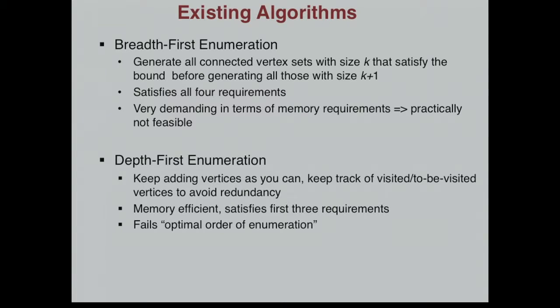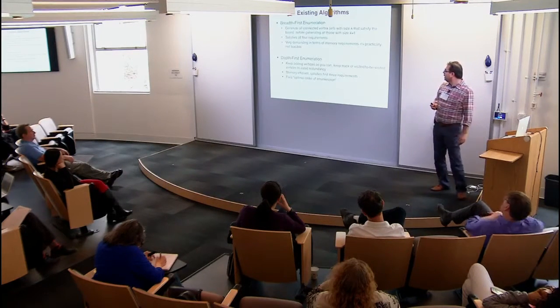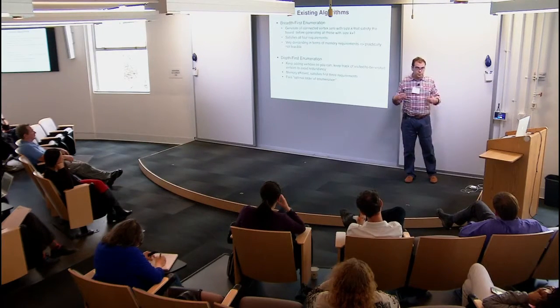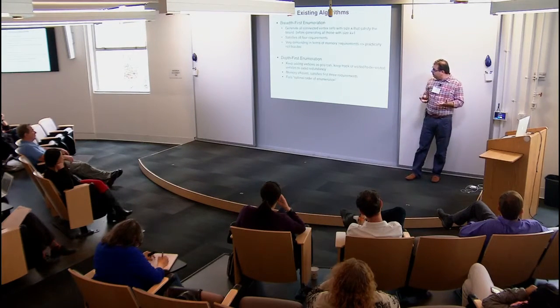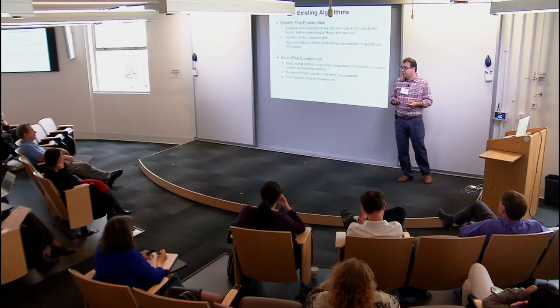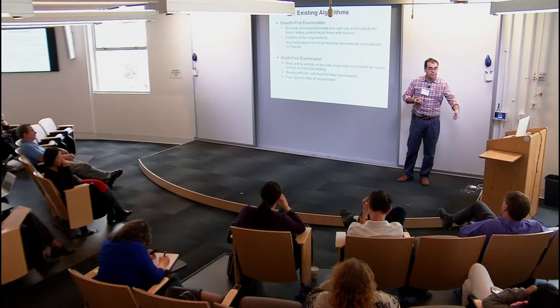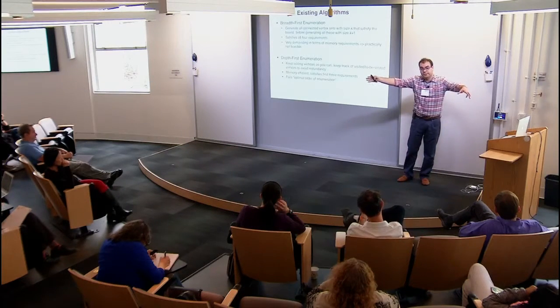Before, you already told us about whether these are induced or not induced? These are induced subgraphs. So you are generating sets essentially with the constraint that they are connected. Now, if you do it in depth first order, then it's very efficient in terms of memory. You don't really need to keep anything. But it badly fails optimal order of enumeration, because since you do it in depth first order, only one subgraph of a subgraph will be generated, and then that subgraph will be generated. All other subgraphs will be generated after that.